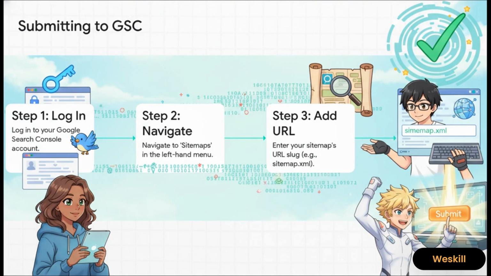And honestly, the process is super straightforward. Once you're inside your free Google Search Console account, you'll see a Sitemaps section on the left. All you have to do is type in the end of your sitemap's URL, which is almost always just sitemap.xml, into that box and click Submit. That's literally it. Google now has your map.